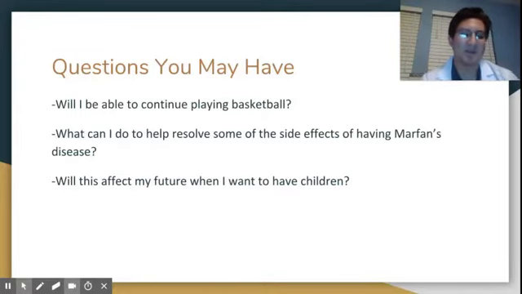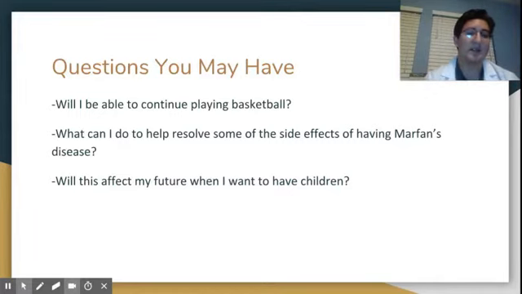Another obvious question that you may be having is, what's going to happen? Treatment, how are we going to resolve this? And there's really no cure right now for Marfan's. All we can do is treat the auxiliary effects of this syndrome. And again, that sounds horrible, but it's a reality.